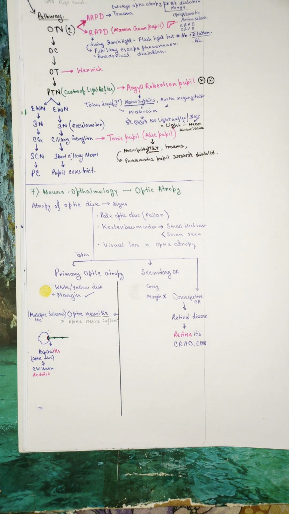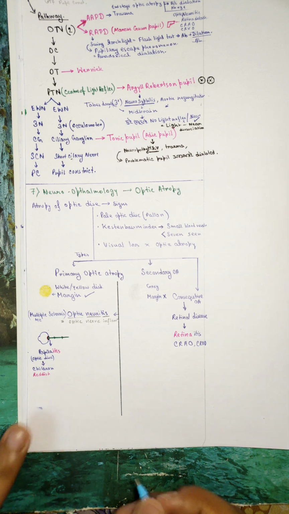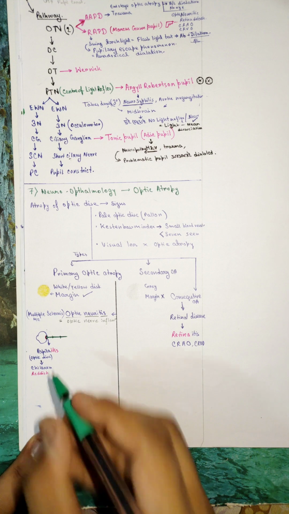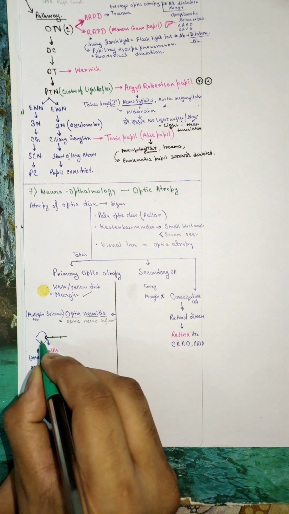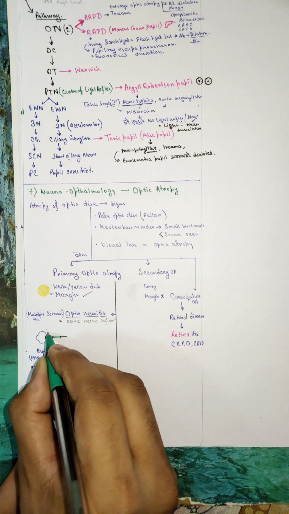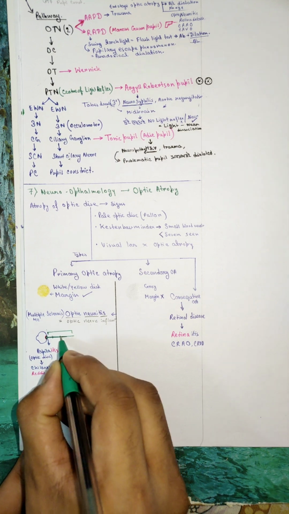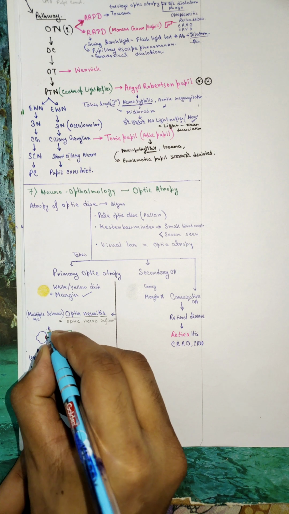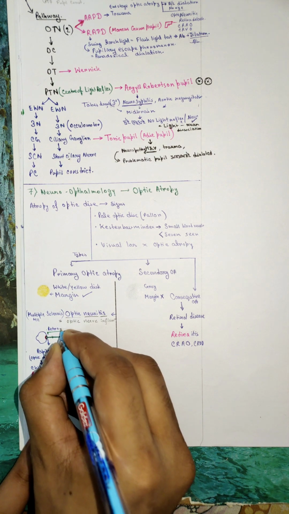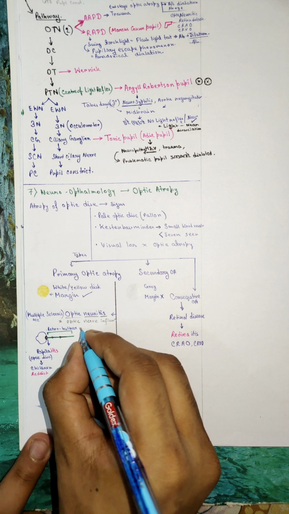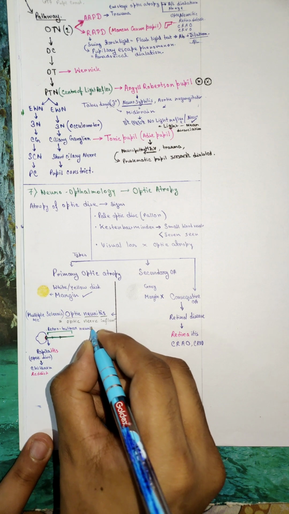Okay. Hyperemia. Next, retrobulbar neuritis. That means this part, retrobulbar. That means it is the bulb, and retro behind this. That means the second, third, or fourth part of the optic nerve. This is called retrobulbar neuritis.